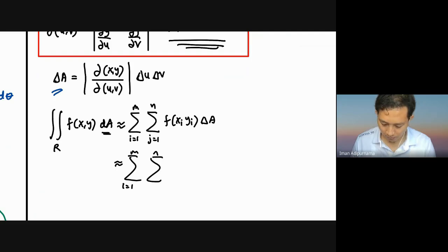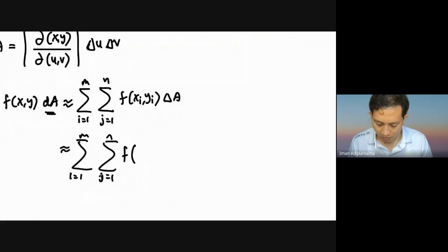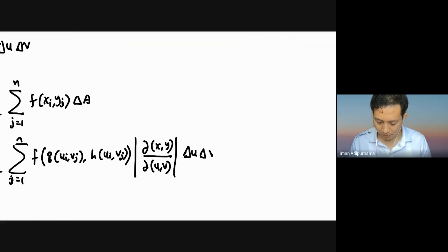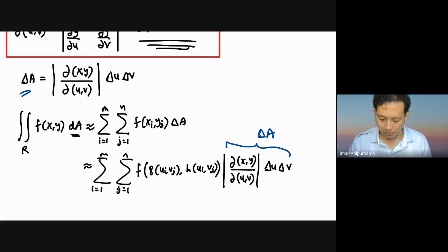It's the same. And then we can exchange this x and y based on what we have done here in UV. So we can start writing this as G(U_i, V_j), oh sorry, it's V_j, and then H(U_i, V_j). Okay, and let's put in the Jacobian here, and then this will be delta U delta V. This is practically the delta A, right, from here.